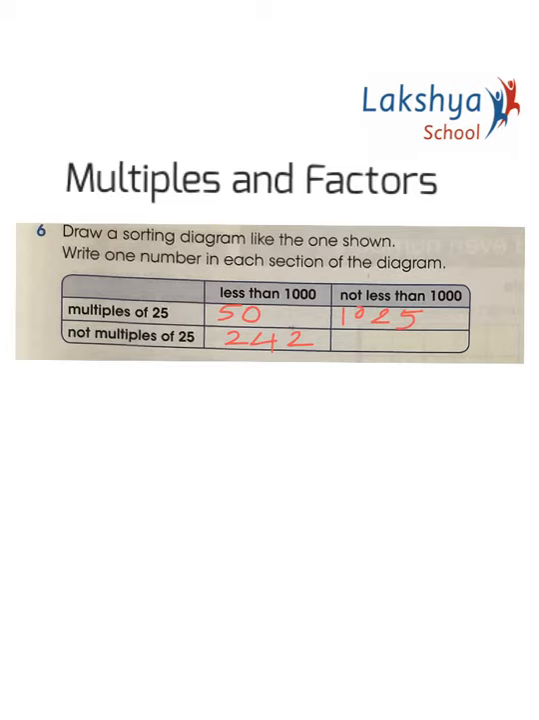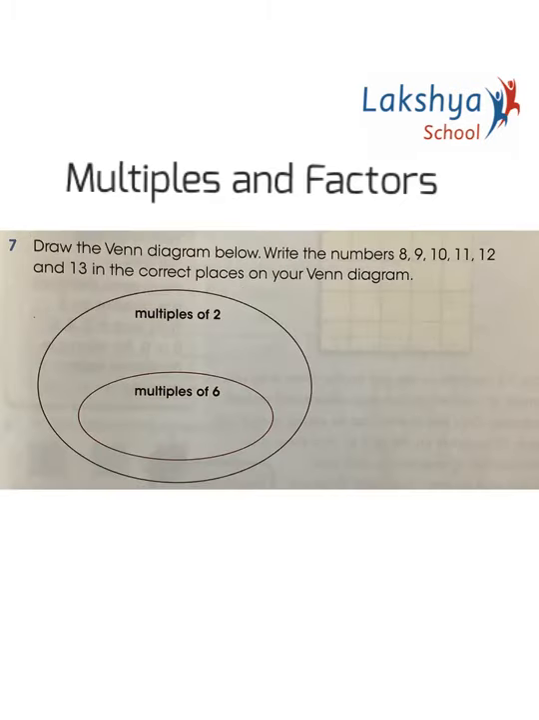Not a multiple of 25 and not less than 1000. It should be more than 1000 and it can be any even number. So this would be one of the possible answers. You can list down any of your choice.